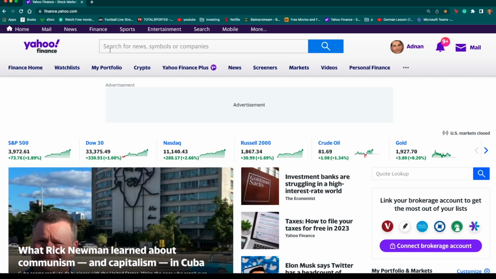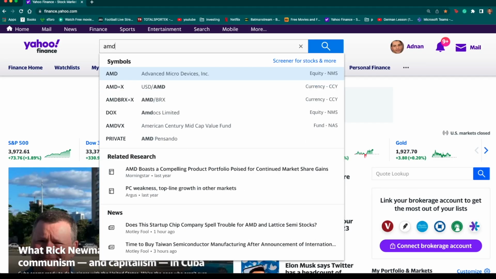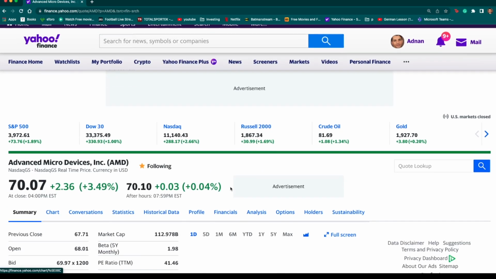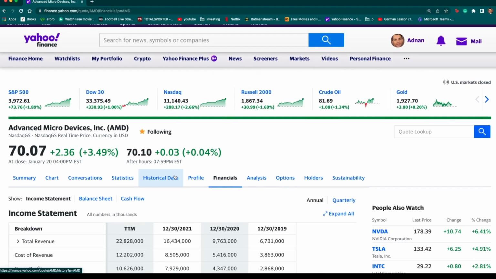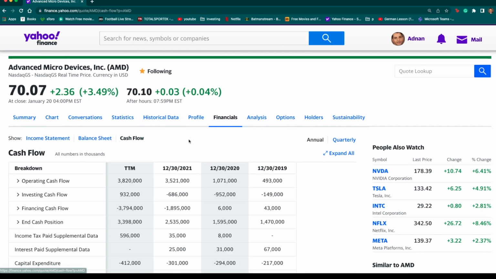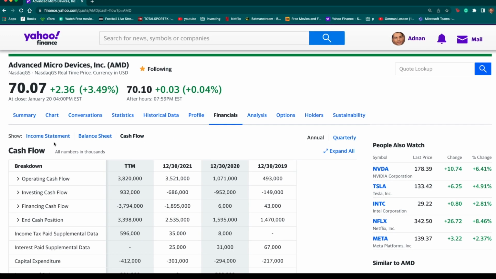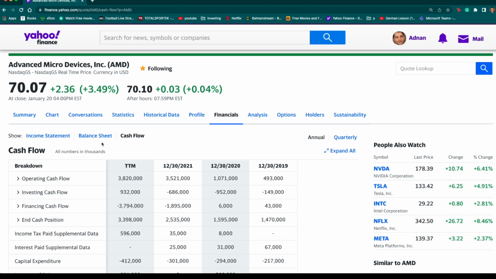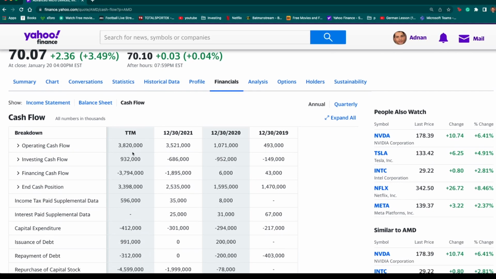Without further wasting time, let's head to Yahoo Finance, where I'm going to search for AMD, which stands for Advanced Micro Devices. In order to go for cash flow, we go to the financial column, and here we have the cash flow statement. In my last video, I discussed the income statement and balance sheet. If you're more interested, you can find the link in the description.